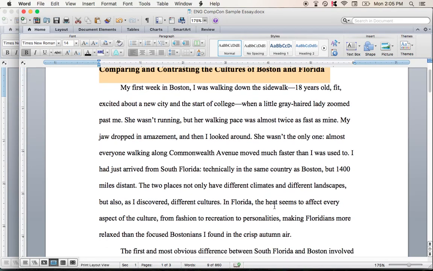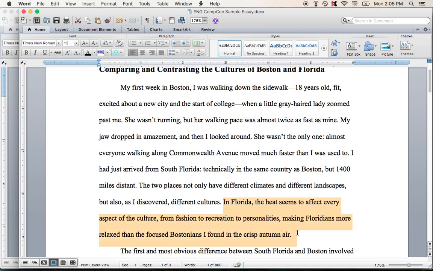That's the title. And here is the last sentence of the introduction. In Florida, the heat seems to affect every aspect of the culture, from fashion to recreation to personalities, making Floridians more relaxed than the focused Bostonians I found in the crisp autumn air. Crisp means cool and dry, so the air feels cold and dry.